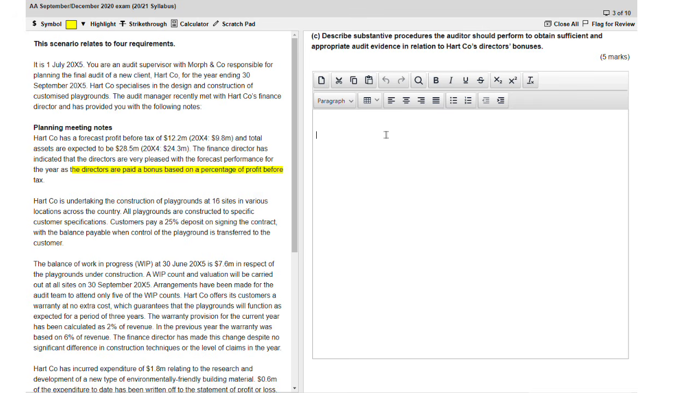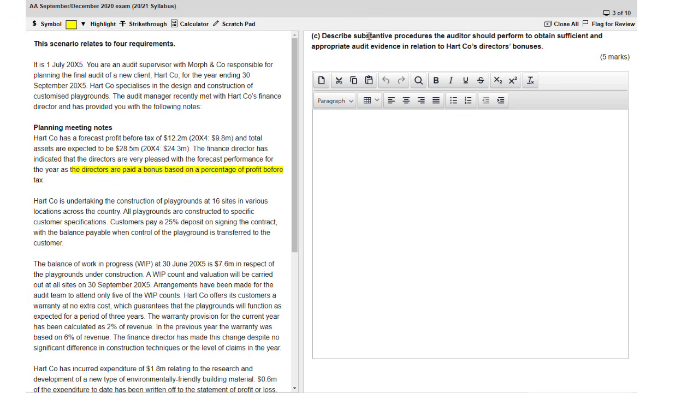Now, it does say substantive procedures. Substantive procedures are anything testing the numbers, aren't they? They're not testing controls. So it's not about seeing whether the scheme was authorised. That's a test of control, really. I just need to make sure the numbers are not misstated in the accounts. Although it says 5 marks, that means 5 procedures. Will I get 5 out of 5 here?